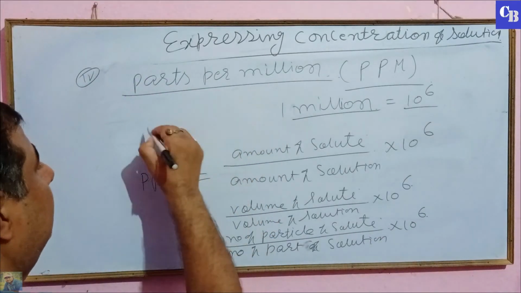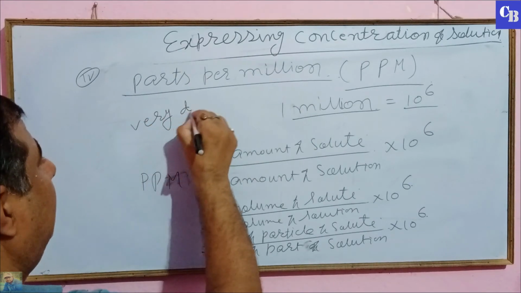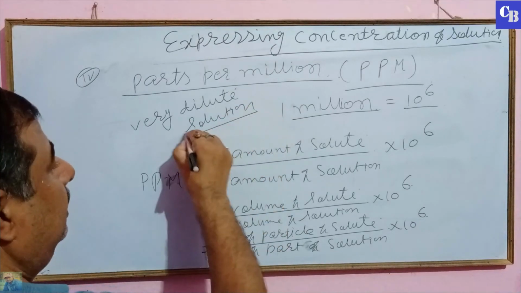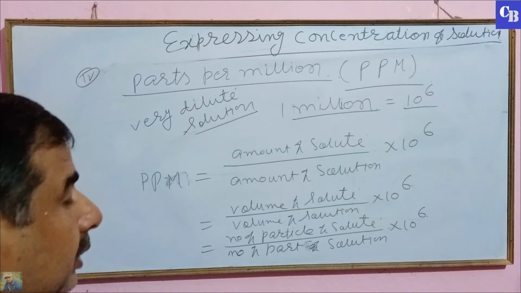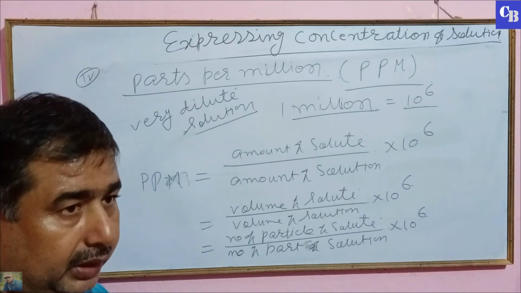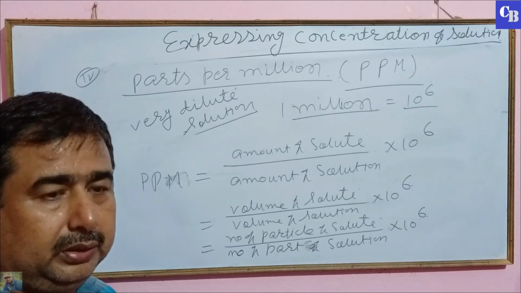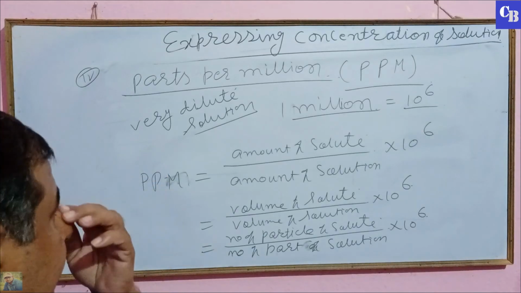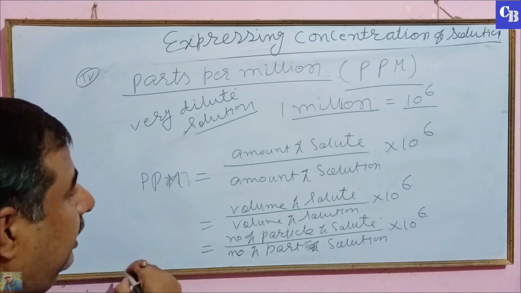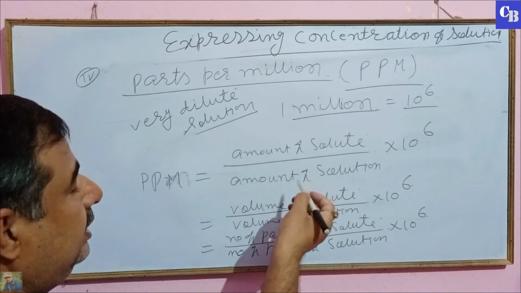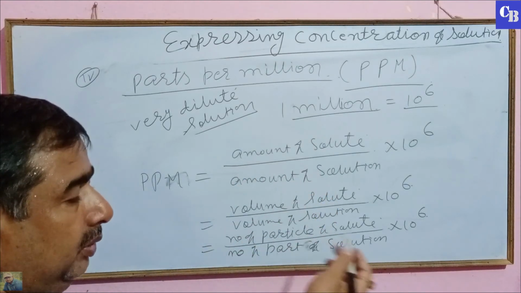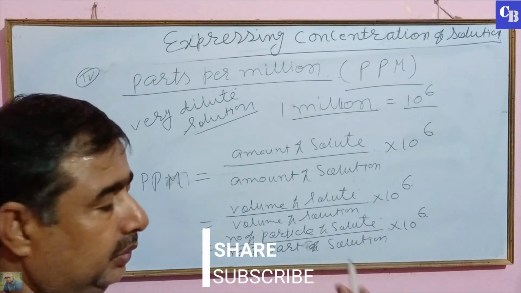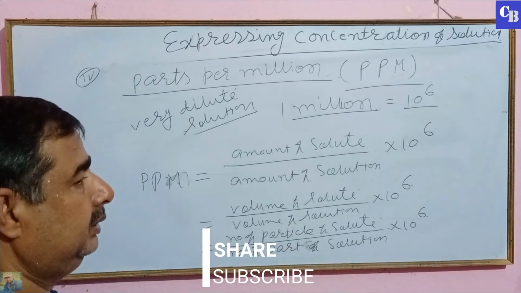This is used for very dilute solution. Very dilute solution, such as pollution of air, medicine in syrup or liquid, is expressed in parts per million. You define that parts per million means number of parts of solute present in per million of solution is called parts per million.